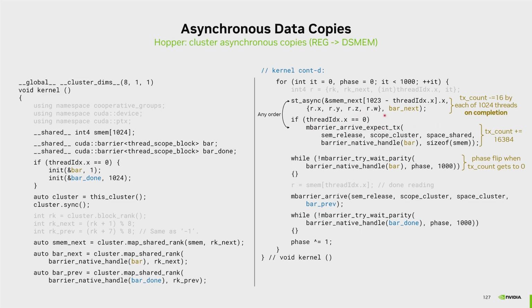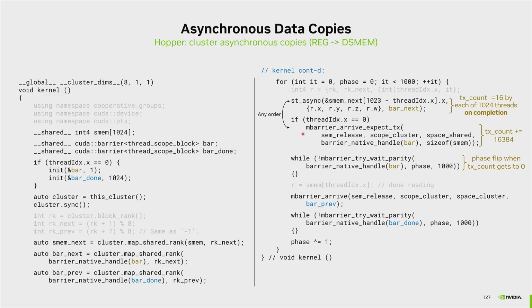And then I attach this copy to the bar next, which is a barrier on the consumer side. What this operation does is decrease the arrival count by the size of my int4, which is 16, and it happens for each of 1024 threads on completion. So this is done automatically by hardware.